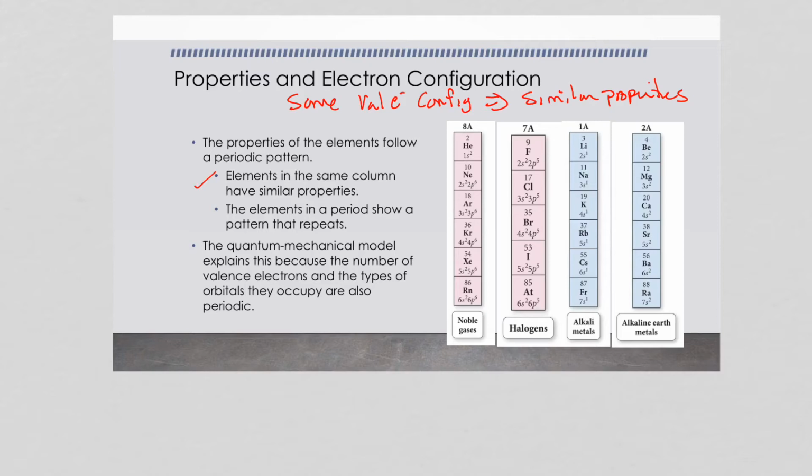As we go across a period, of course, they don't have the same properties, but the properties show a pattern in how they change. They change in a predictable way, at least certain properties do. And the quantum mechanical model gives the explanation, again, based on this idea of valence electrons and the number and the pattern of these valence electrons.